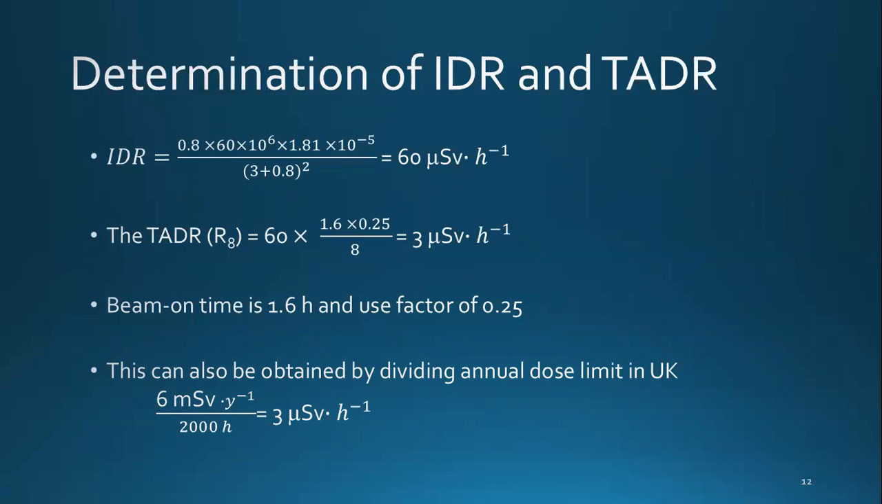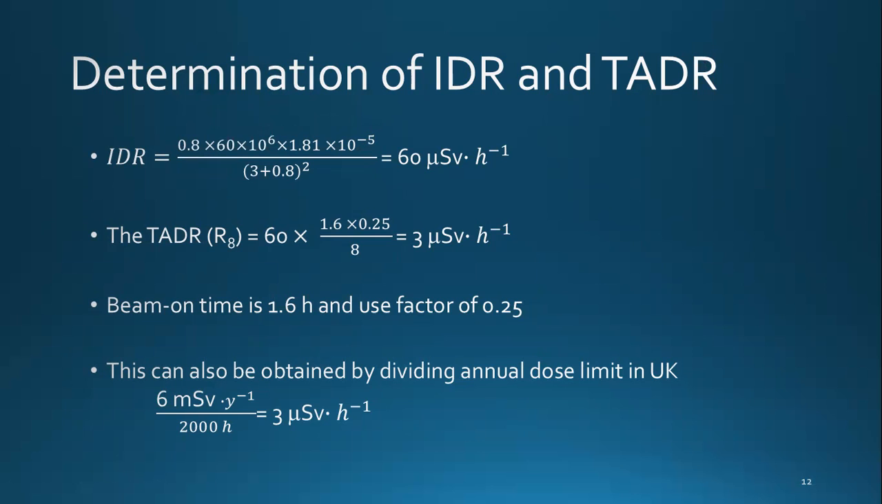We will now determine the instantaneous dose rate and time average dose rate. Instantaneous dose rate is given by the formula: output dose rate into barrier transmission factor divided by the square of the distance from the source to the point where you want to know the instantaneous dose rate. If you substitute 0.8 gray per minute, multiply by 60 to make it per hour and by 10 power 6 to make it into microgray, you get the output dose rate.